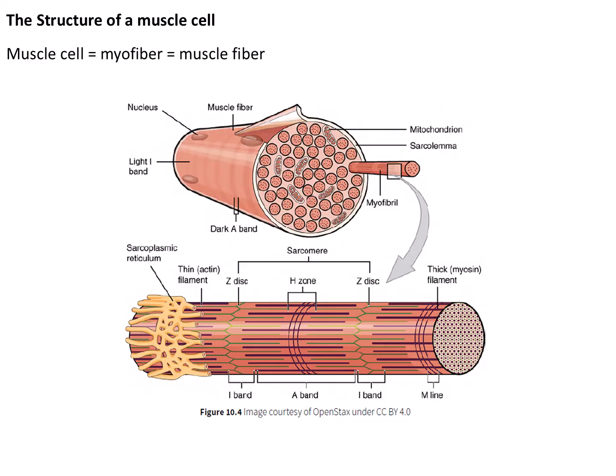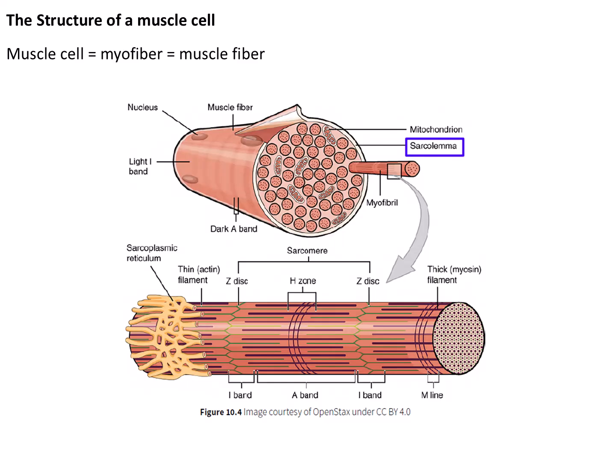This is where the magic of muscle contraction actually takes place. As we go through these structures, keep in mind the word roots myo and sarco both mean muscle. A single muscle cell can also be referred to as a myofiber or muscle fiber. The plasma membrane that surrounds each muscle cell is the sarcolemma.